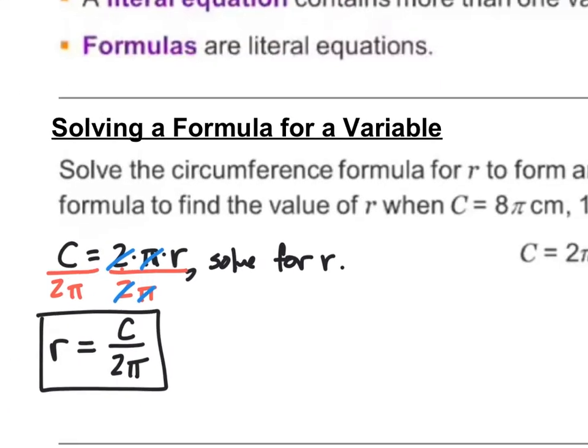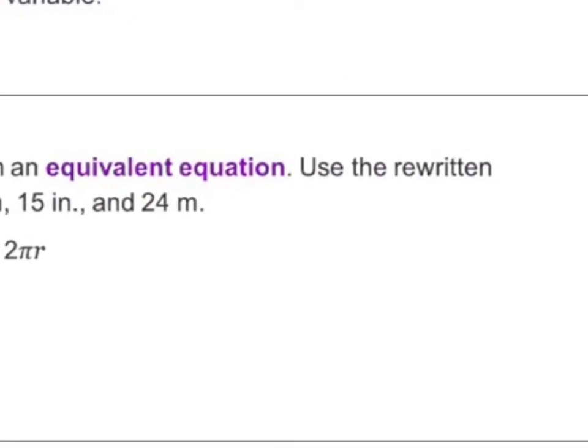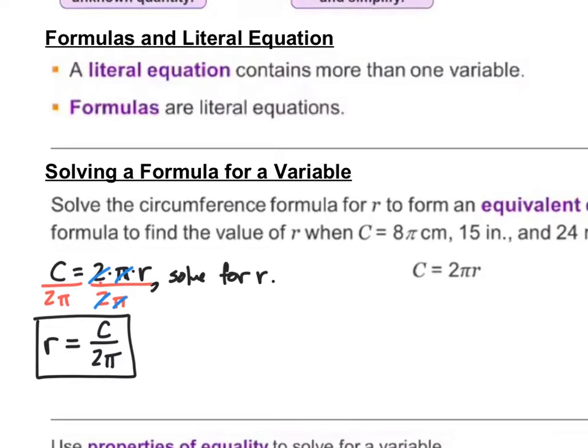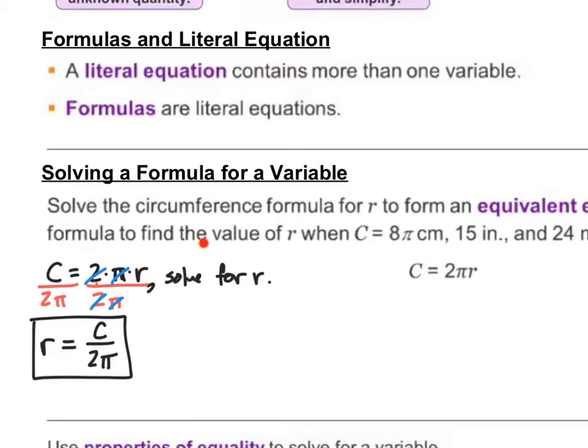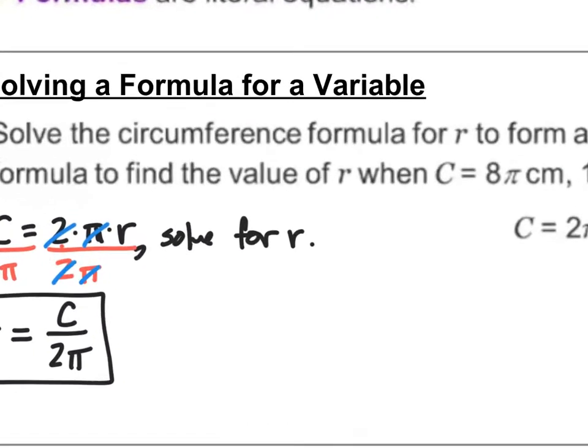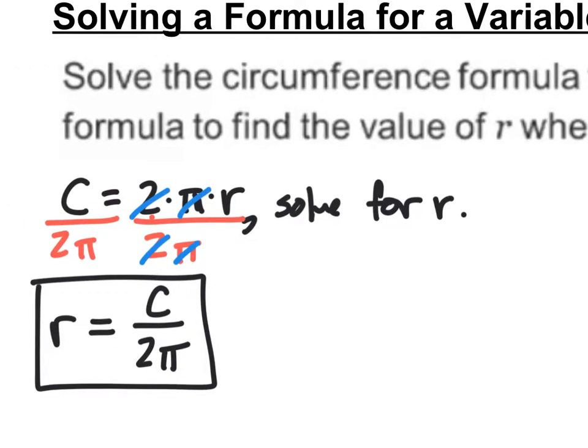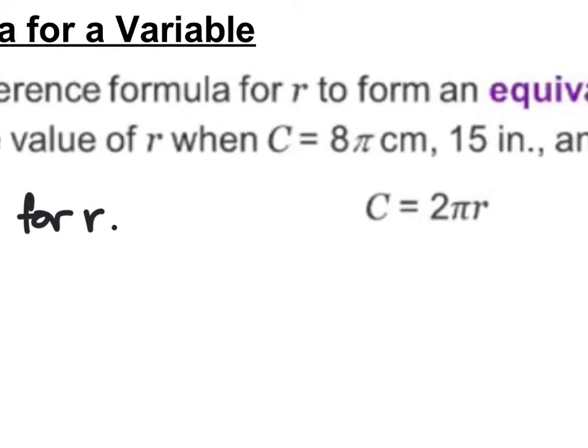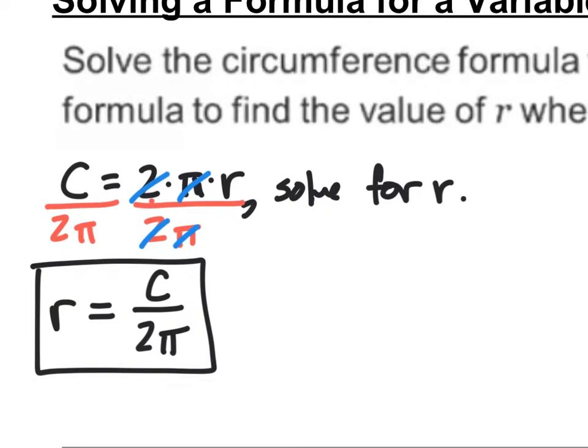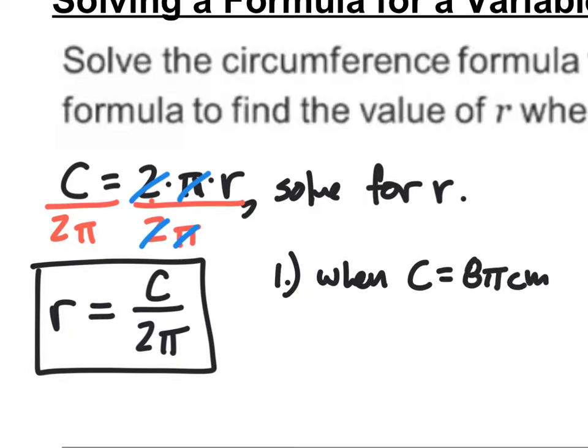And so what we want to do is find the radius. Use the rewritten formula to find the value of the radius when the circumference is 8 pi centimeters, 15 inches, and 24 meters. So let's first find the radius when the circumference is 8 pi centimeters. Let's do the first one here. When c is equal to 8 pi centimeters, then r is equal to what?